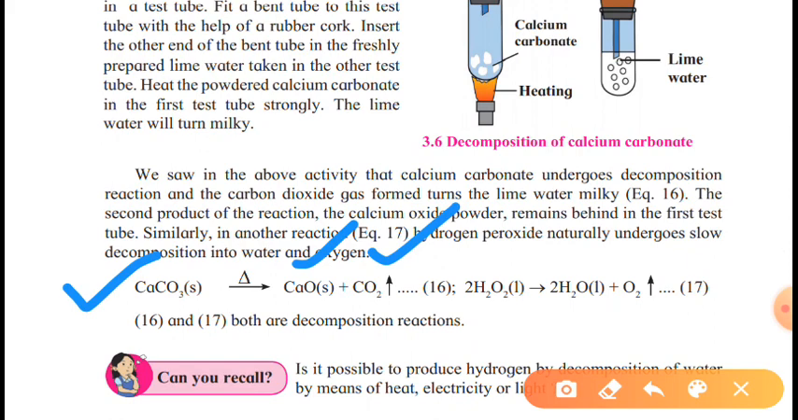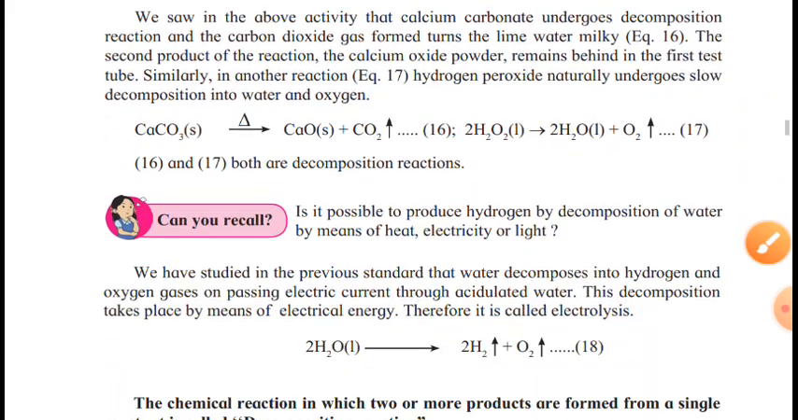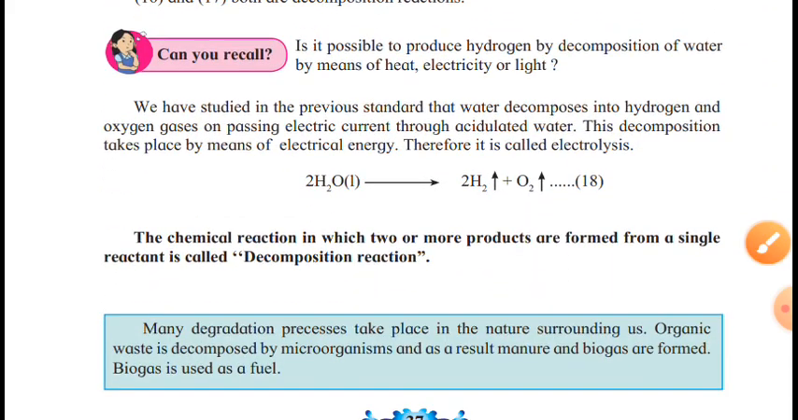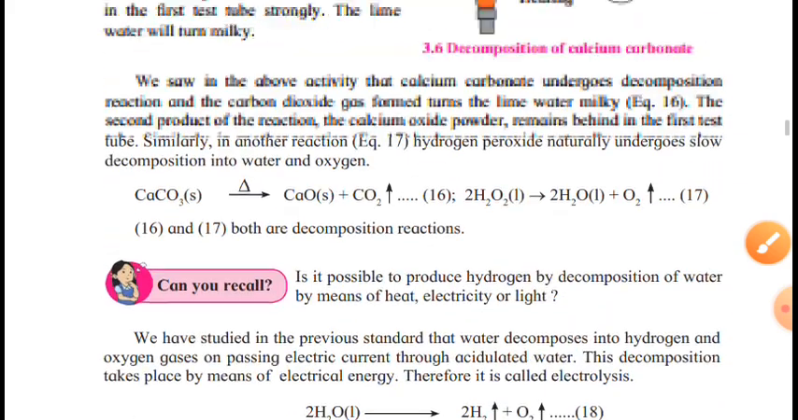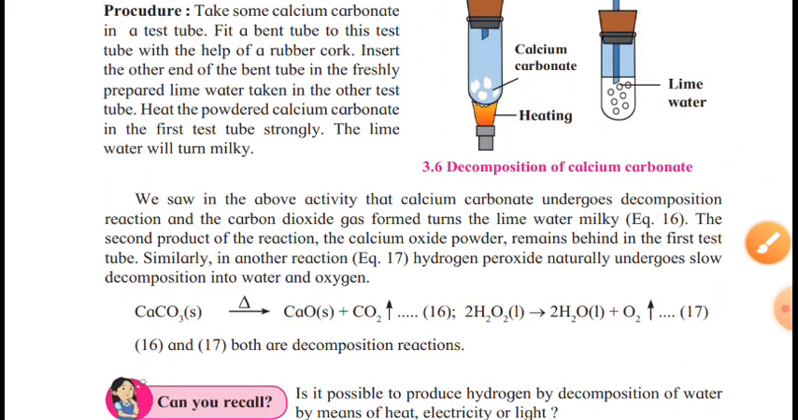Here in this reaction, calcium carbonate is one reactant and we get two products. Means we said that a chemical reaction in which two or more products are formed from a single reactant is called a decomposition reaction. Here the formed CO2 is mixed with lime water, then the lime water turns milky.